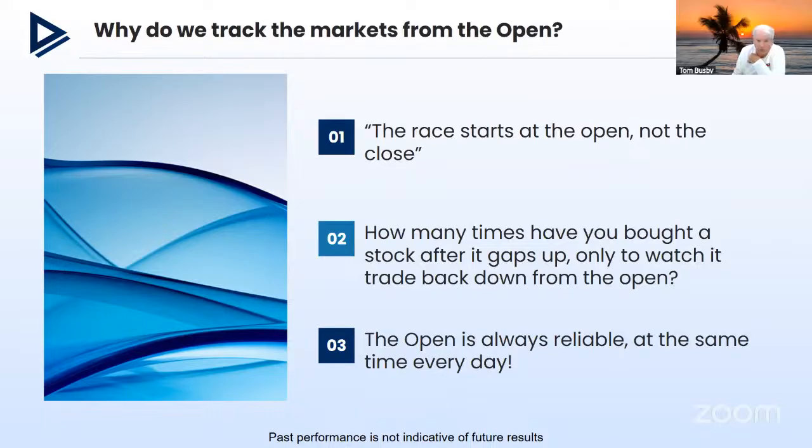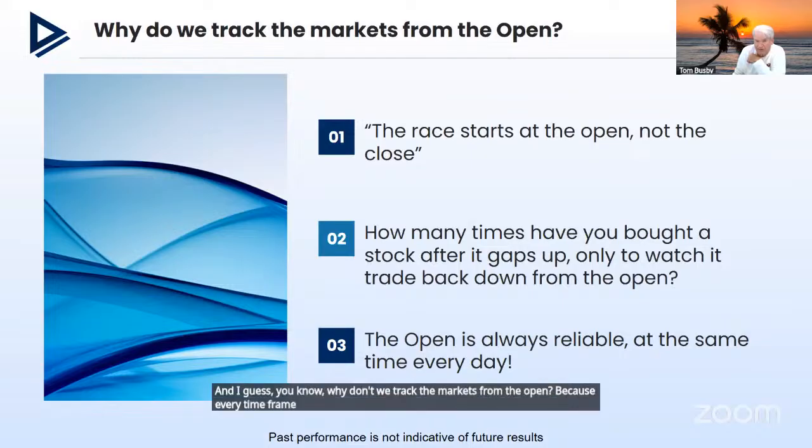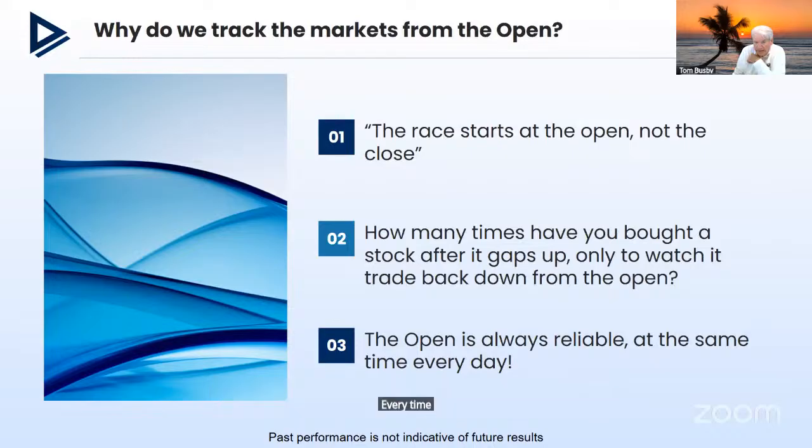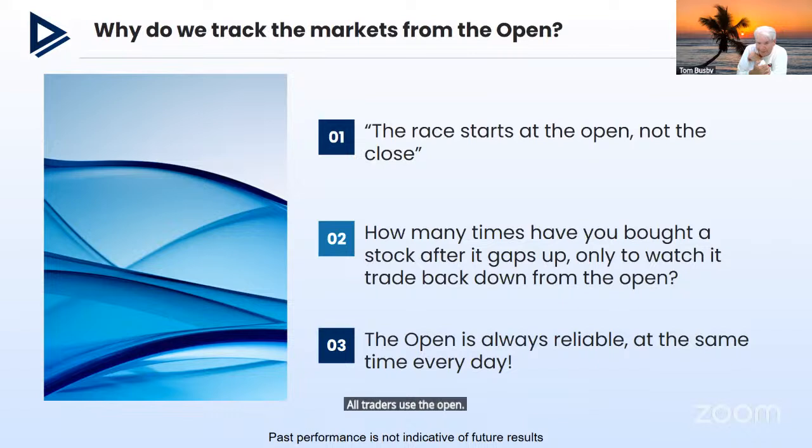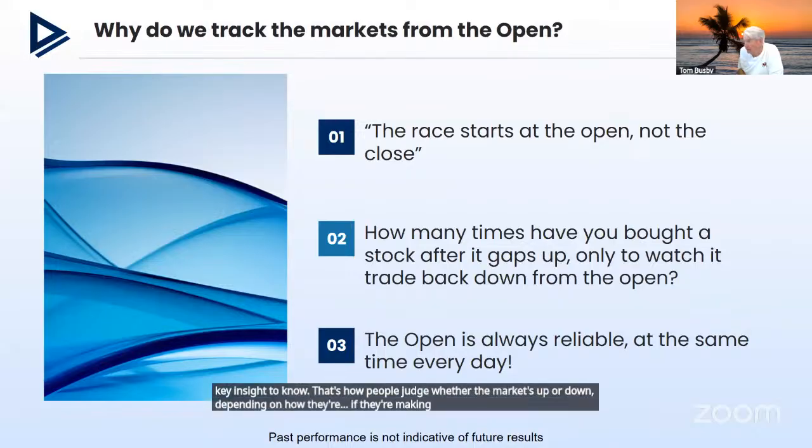And I guess, why do we track the markets from the open? Because every time frame you look at, everything's measured by the opening. For example, if I asked you right now and you say I'm long NVIDIA, you're going to tell me you're up or down based on where you opened that position. All traders use the open, not the close, when they're talking about the stock. And I picked up on this many years ago. It's a key insight to know. That's how people judge whether the market's up or down, depending on if they're making money or losing money.